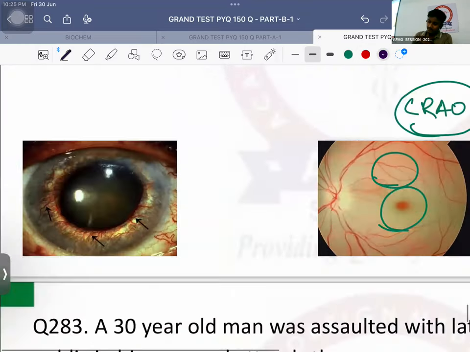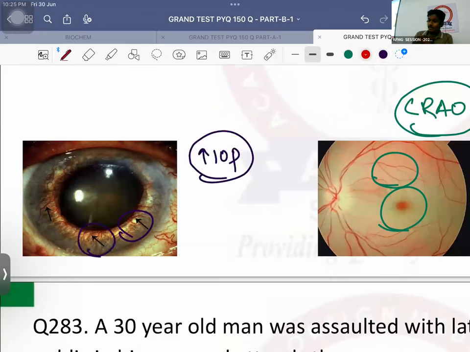What is this, anybody? New vessels are formed and the patient is having raised IOP. It is a case of neovascular glaucoma, also known as 100-day glaucoma, which can occur after a case of proliferative diabetic retinopathy or after a case of CRVO as well.